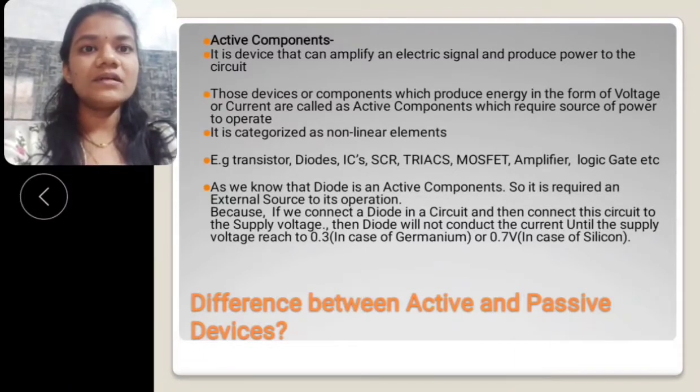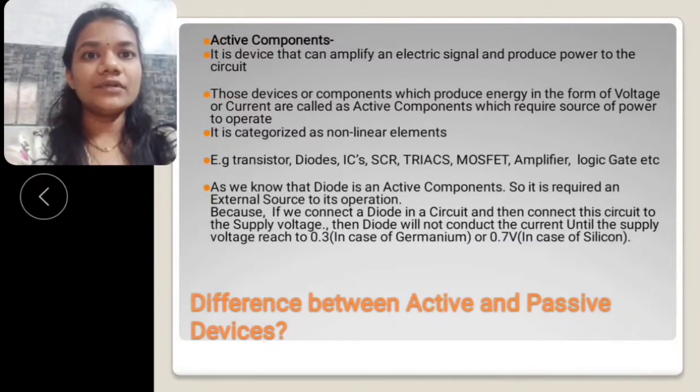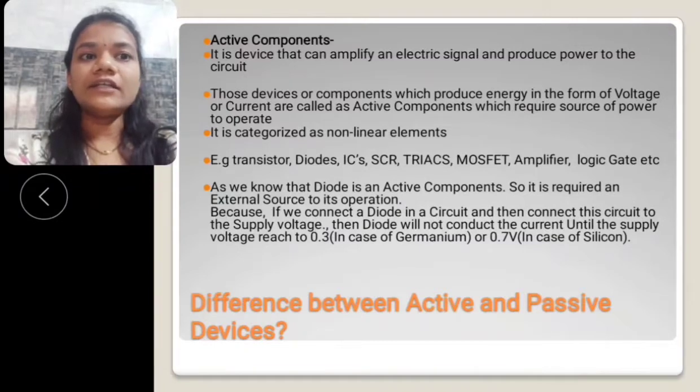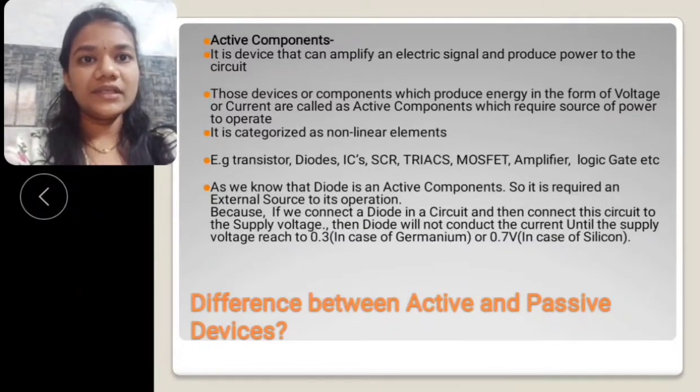Examples of active components are transistors, diodes, SCRs, MOSFETs, amplifiers or logic gates. Suppose we take the example of a diode. A diode is an active component. The main thing is, when we supply voltage, the diode will conduct current only once the supply voltage reaches 0.3 V in a germanium diode and 0.7 V for a silicon diode. So that is regarding active components.